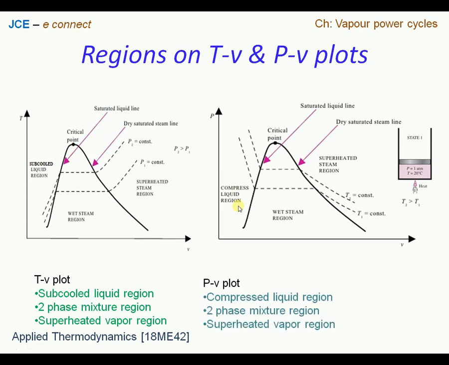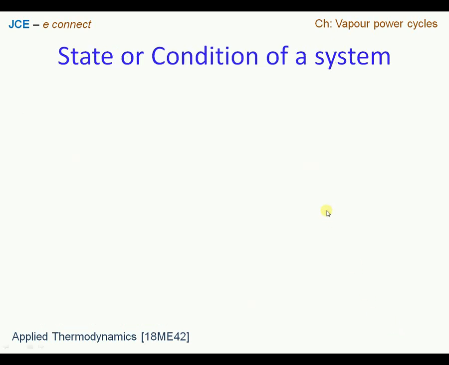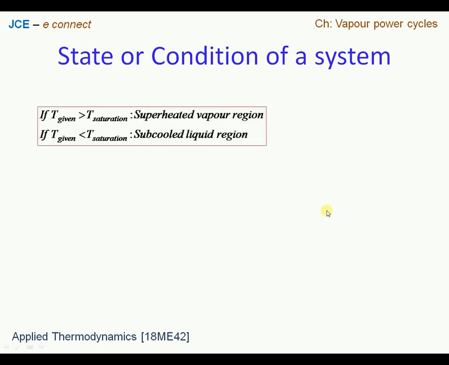So these are something which we have seen, and in case the system is lying in the two-phase region, then we have one more parameter called the dryness fraction, which is defined as the mass of vapor to the total mass. Now to find the state or condition of a system, we have the following guidelines, based upon the given temperature and pressure, to find out in which region the system is existing.